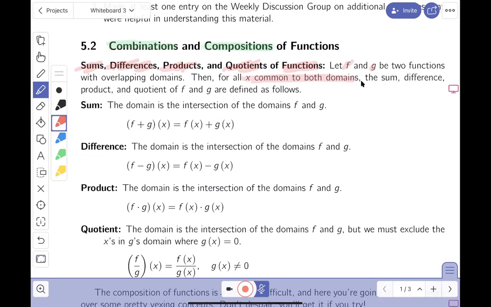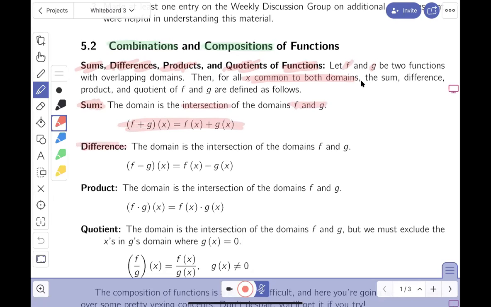The sums, differences, products, and quotients of f and g are defined as follows. And they're pretty straightforward. So how's a sum defined? Well, a sum is defined as f plus g. All you've got to do is add the functions together. What's the domain? It's the intersection of the domains of f and g. And we'll go through examples.